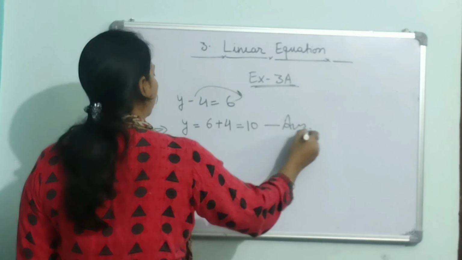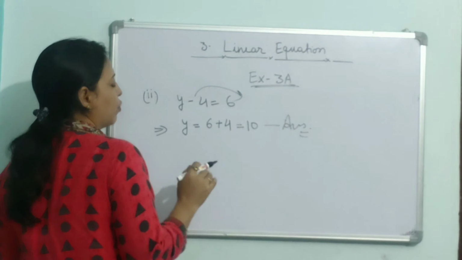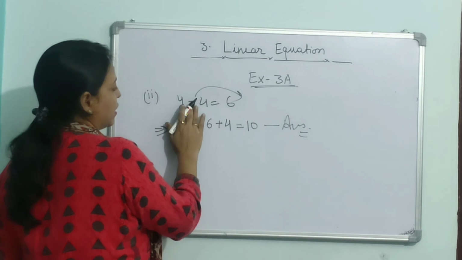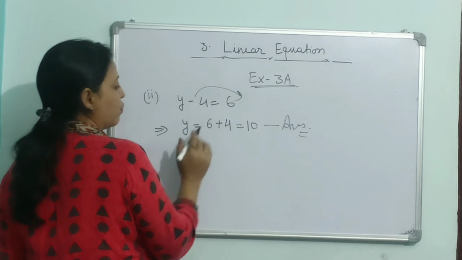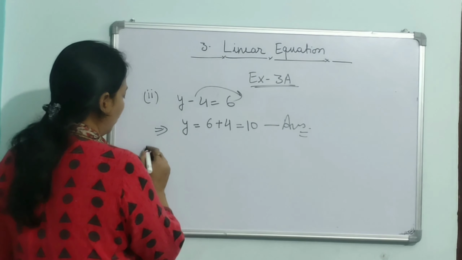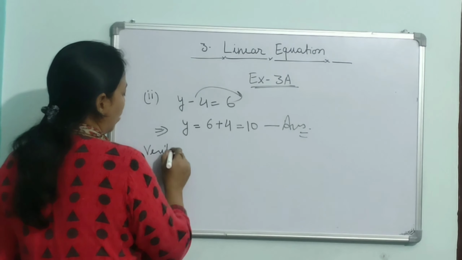Very simple question. This is minus 4, you will shift on the other side. As I said, minus will become plus, so it will become plus 4, and 6 plus 4 is equal to 10. Now verification part, how to verify?